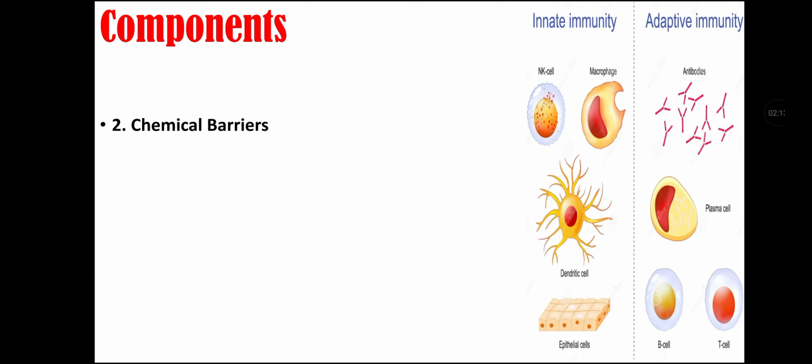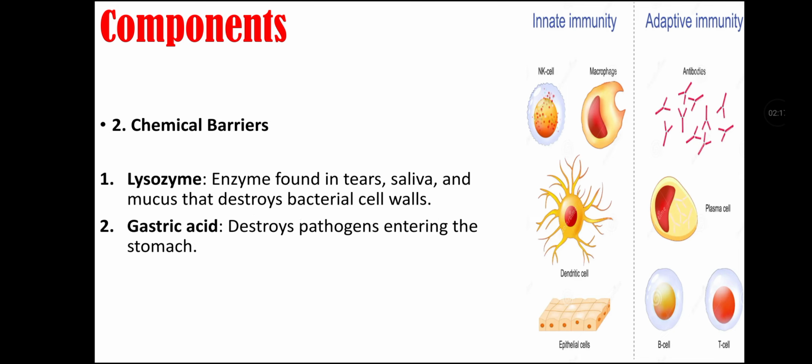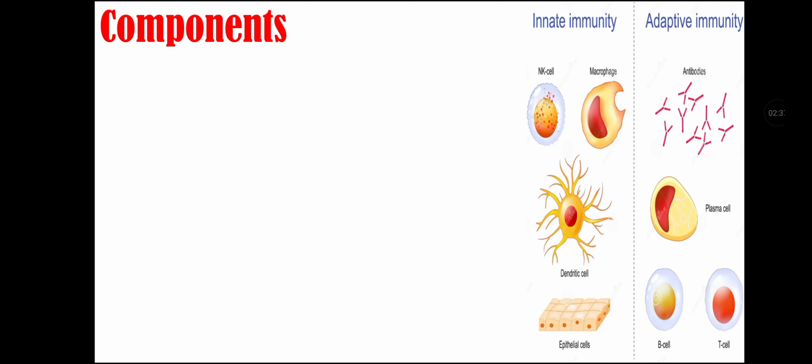Second component of innate immunity is chemical barrier that includes lysozymes, gastric acid and sebum and sweat. Lysozyme enzymes are found in tears, saliva and mucus that destroy bacterial cell walls. Gastric acid destroys pathogens entering the stomach. Sebum and sweat contain antimicrobial peptides and maintain acidic pH on the skin.